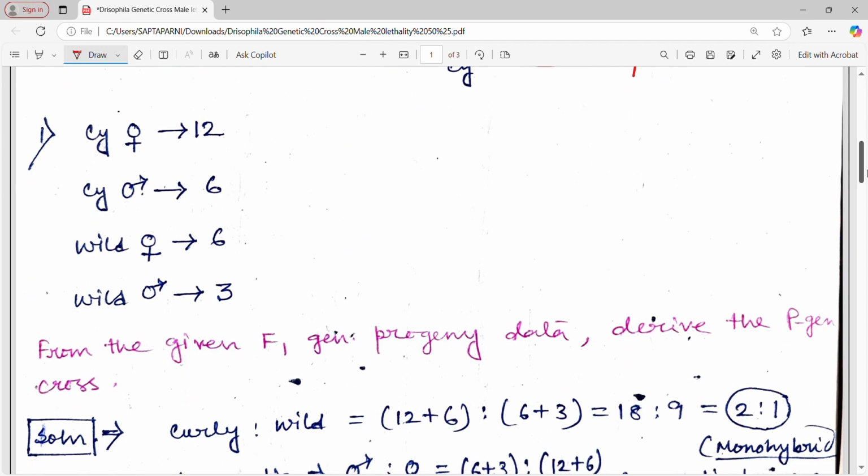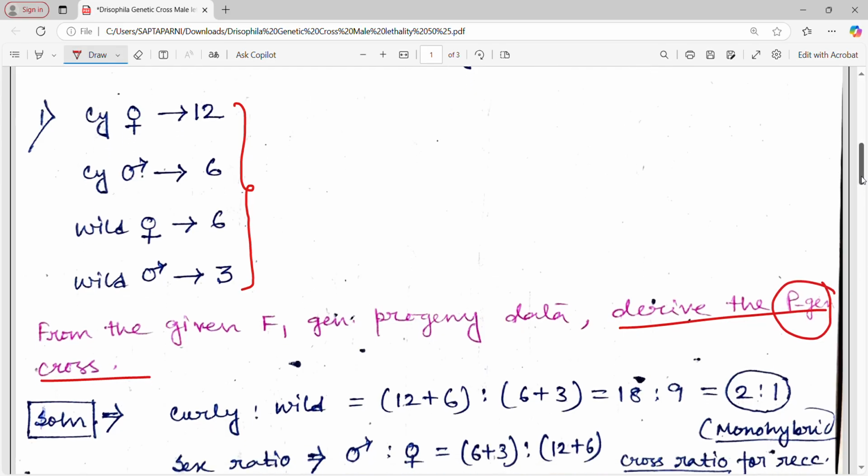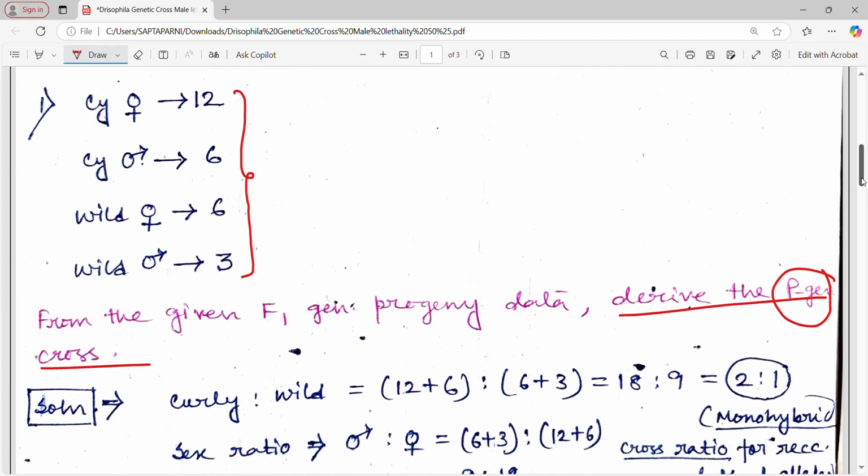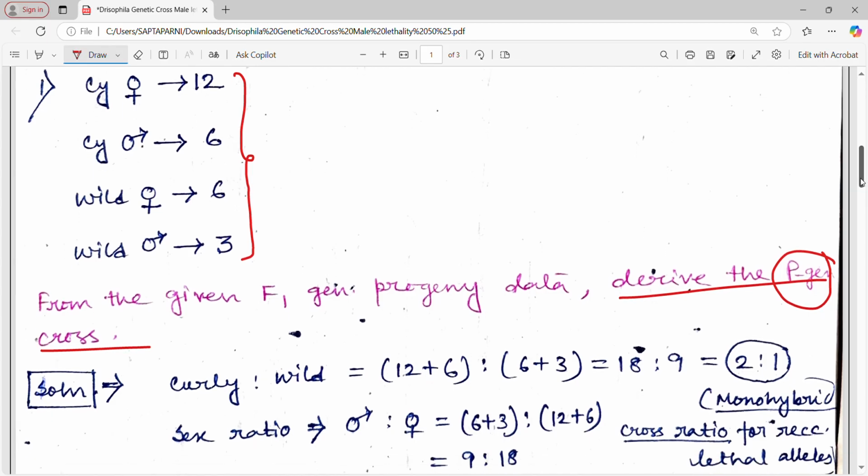See here, the first question says these are the F1 generation progeny data, their phenotypes and their respective numbers. So from this you have to derive the P generation cross, or parental generation cross. How will we do that? For any cross, we must derive the phenotypic ratio and sex ratio. So what will be the phenotypic ratio here? Curly to wild: how many Curly winged flies are there? 12 plus 6, 18. And how many wild type flies are there? 6 plus 3, 9. So the ratio is 2:1.